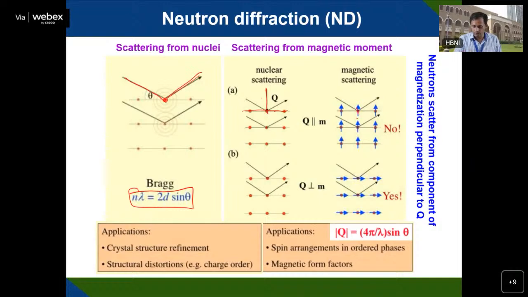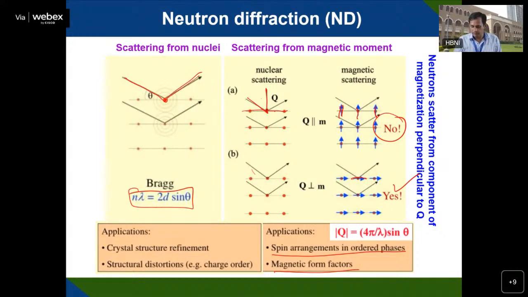So these are a parallel beam and parallel spins, so you are not able to see any magnetic moment. But if this is perpendicular, and you see the neutron beam falling here, then you will be able to see that kind of magnetic scattering. Here the main application is crystal structure refinement, where from the nuclear scattering you can see structure distortion. But in the case of magnetic, you are able to determine the spin arrangement, or magnetic form factor, those things you can do.